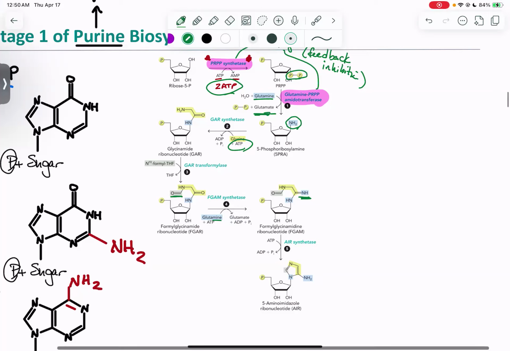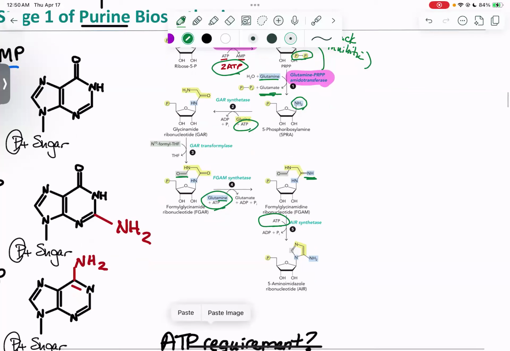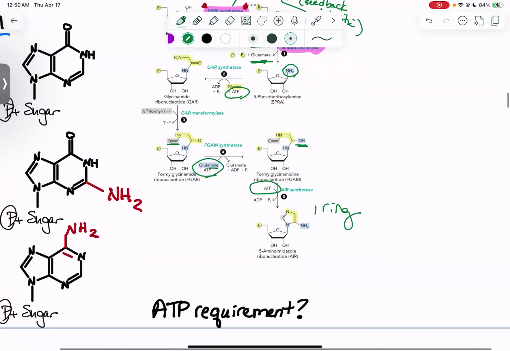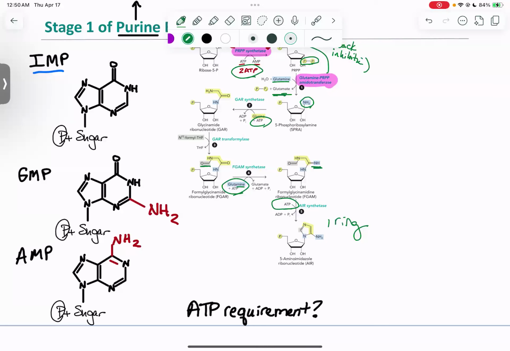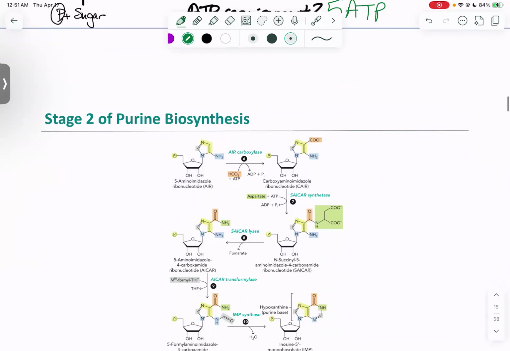Then we come down and we have another ATP that we're going to have to use up here, and another ATP. Oh my gosh, this is getting expensive, right? By the time we get to the bottom, we're not even done. This is just one ring, and we need 2. So far, how much ATP have we spent? We spent 1, 2, 3, 4, 5 ATP. Whew, getting pricey. Okay, so now we've got to go on to stage 2.